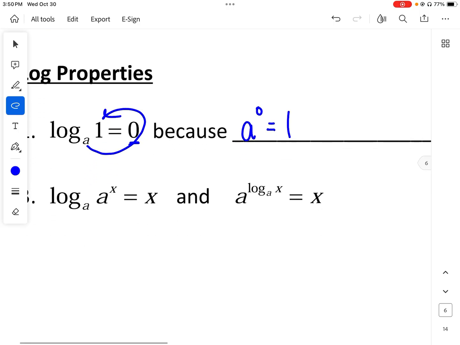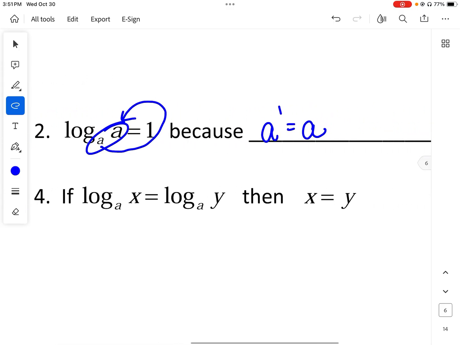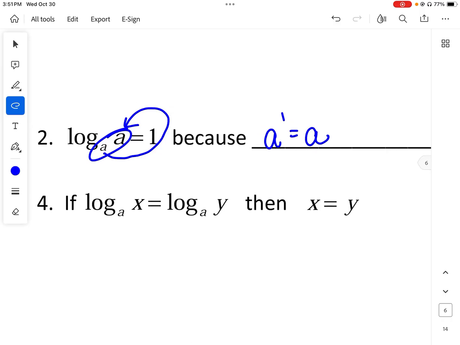Okay. Log base a of a to the x equals x, and a to the log base a of x equals x. See how it's kind of the same thing? They're kind of canceling each other out. This is canceling this. This and this are canceling. So it equals x. Then our last one: if log base a of x equals log base a of y, then x equals y. If they have the same log and base, then you're able to simplify those out and you just get x equals y.